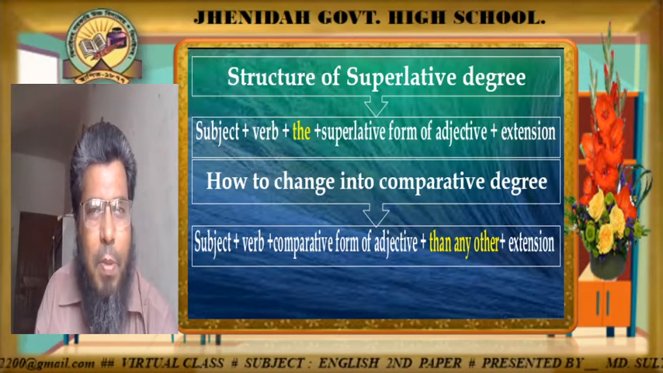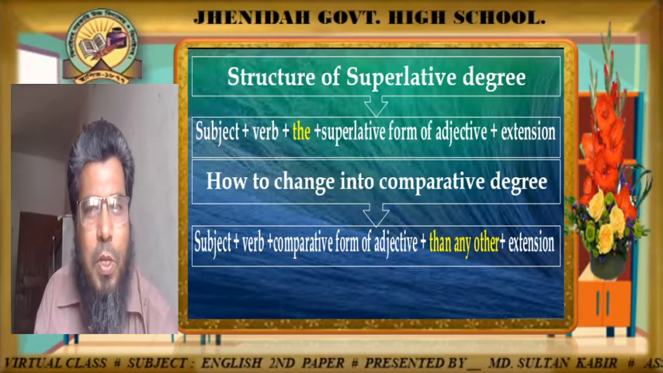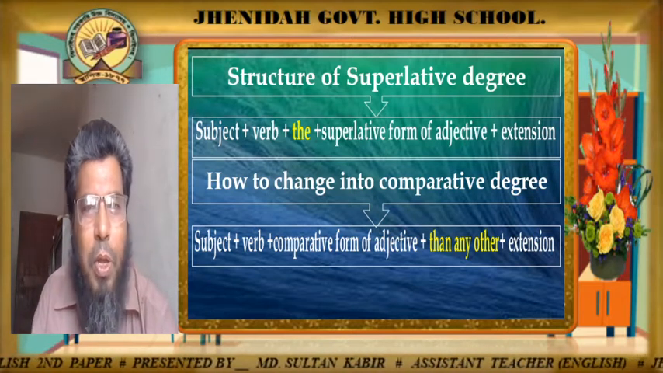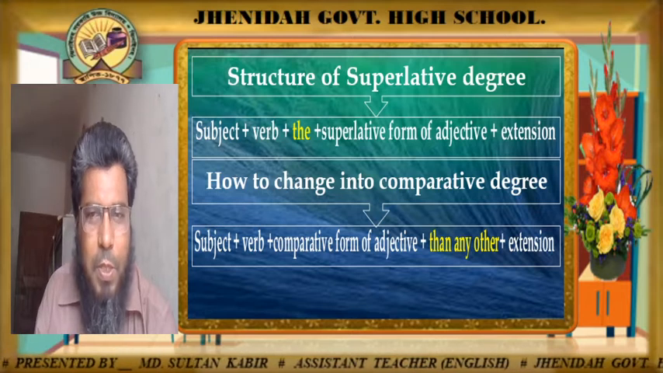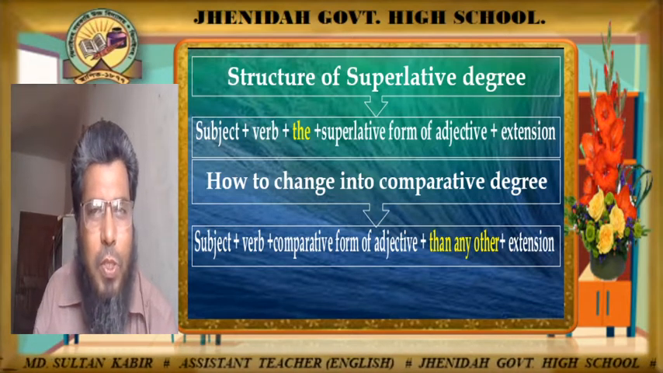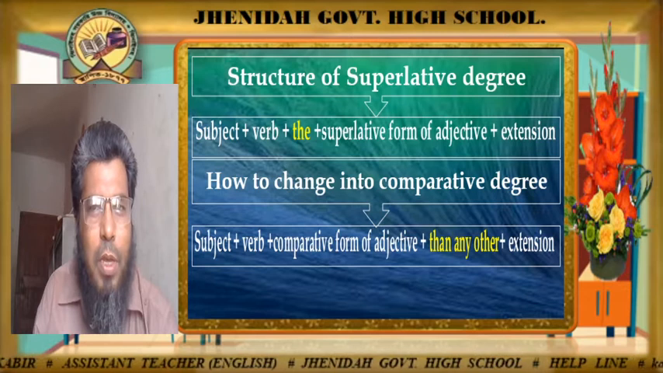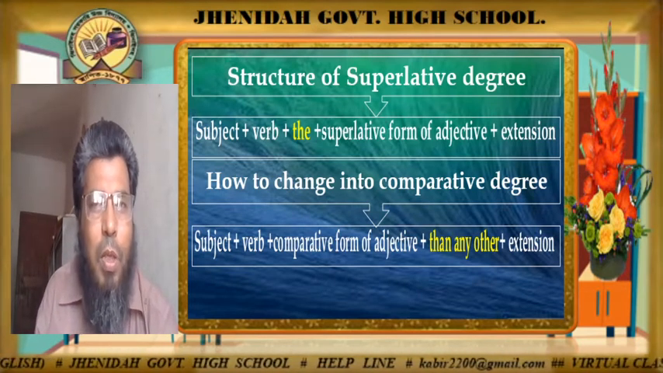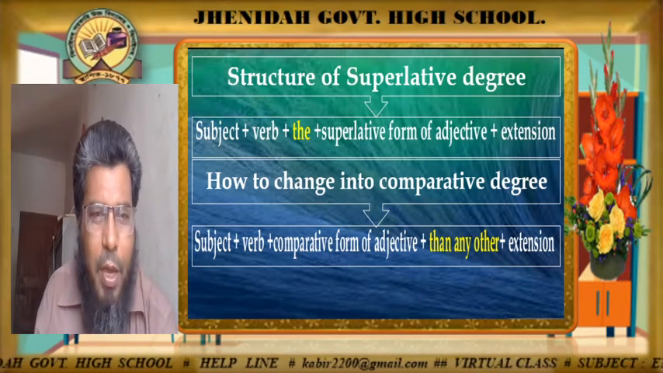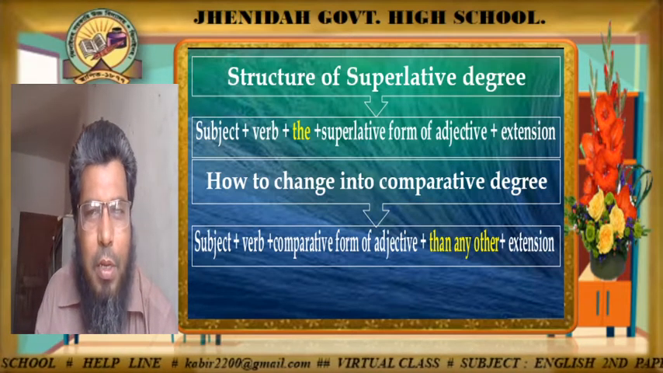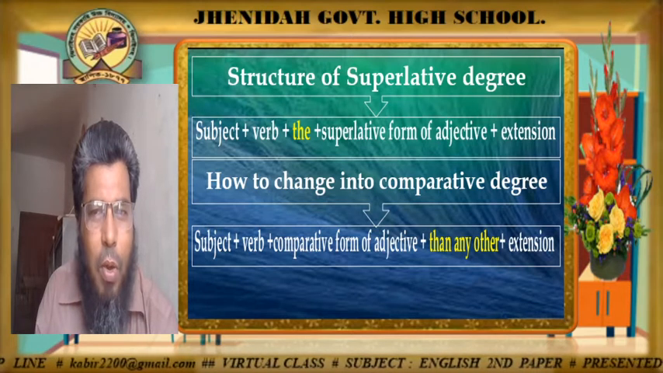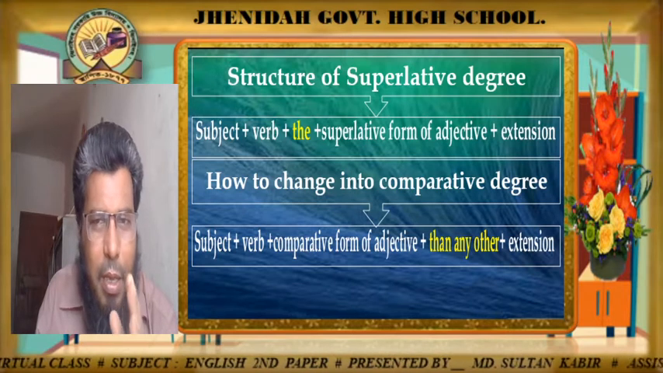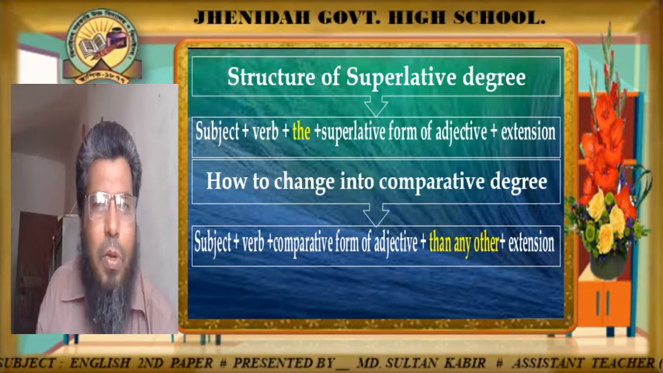The subject and verb of the superlative degree will remain unchanged. Then we'll write down the comparative form of the superlative form of the adjective. How can we change the form? We'll write down er at the place of est, and we'll write down more at the place of most. After this we'll write down then any other, and then the extension, that means the additional part of the sentence.